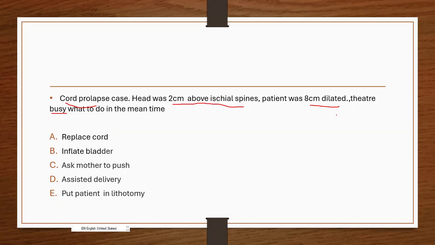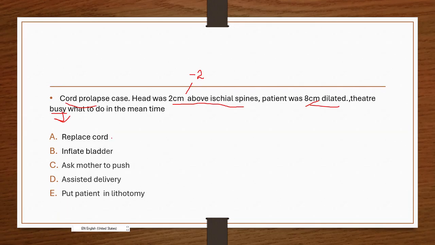All right. So this is a cord prolapse case. Head was 2 cm above, so the station is -2, so it's way up. Patient was 8 cm dilated. Theatre is busy. What to do in the meantime? In a cord prolapse case, your priority would be to deliver the baby urgently. That is the key principle of cord prolapse management. So let's see whether we have any option to deliver the baby urgently.